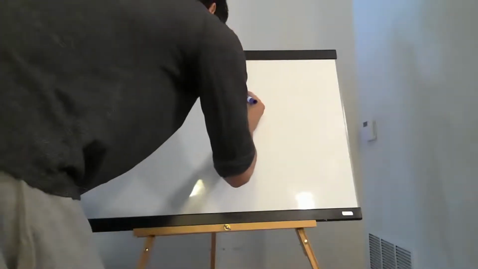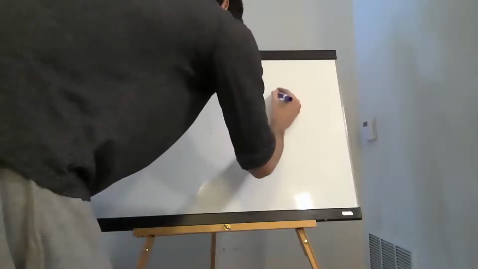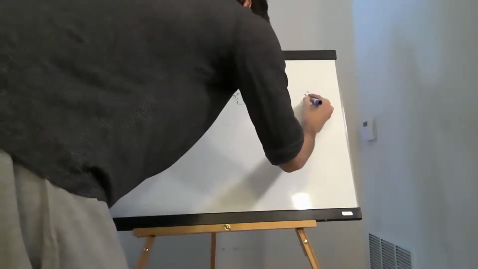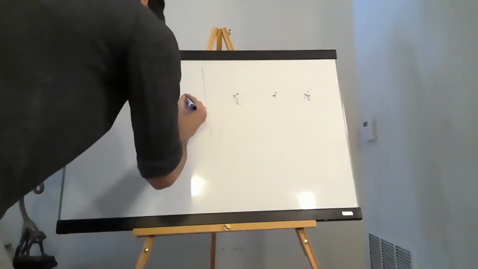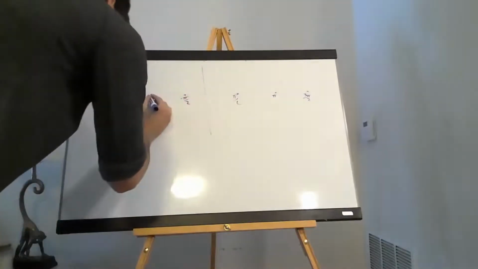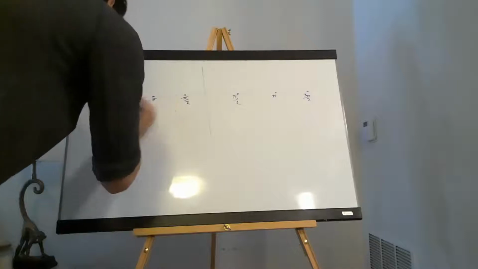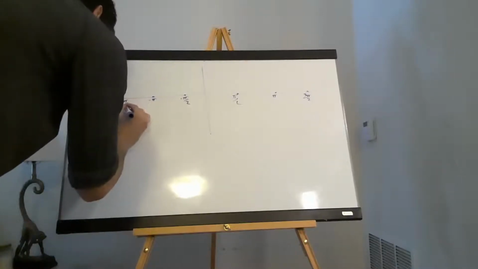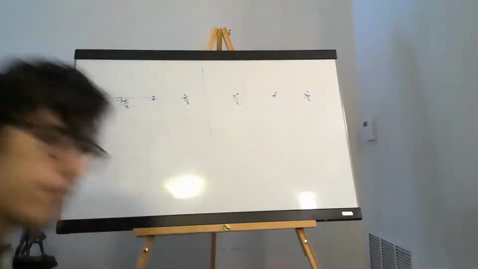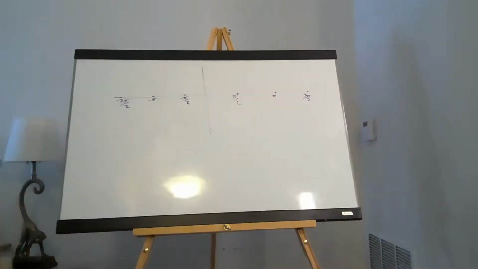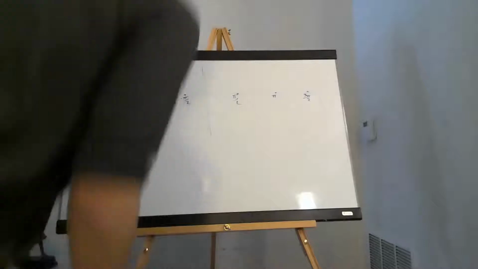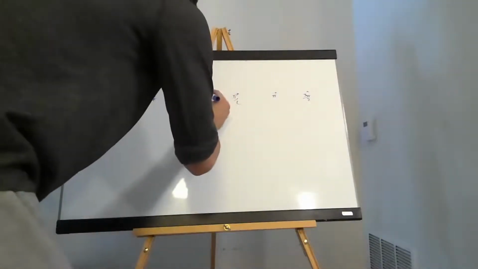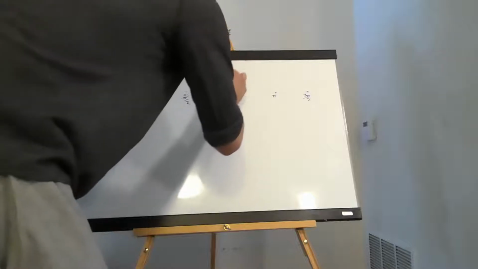So pi over 2, pi, 3 pi over 2, negative pi over 2, negative pi, negative 3 pi over 2. Also, if you're afraid of fractions, you're going to have to stop that, because I'm sure you guys have figured out from the homework that calculus has a lot of fractions.